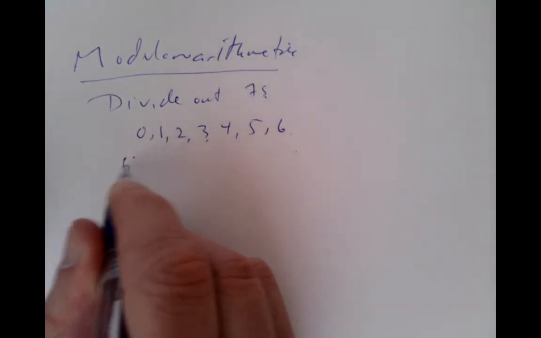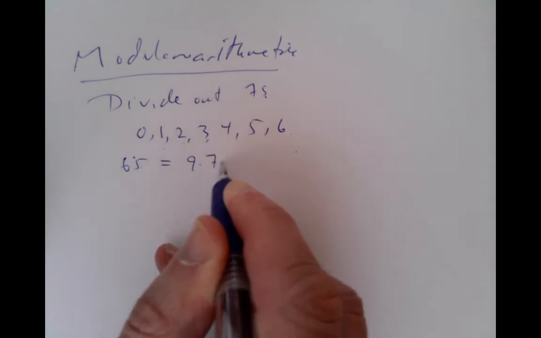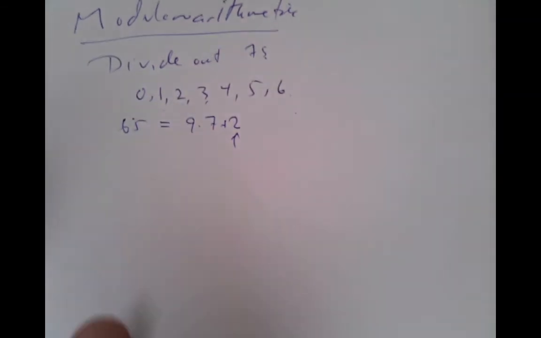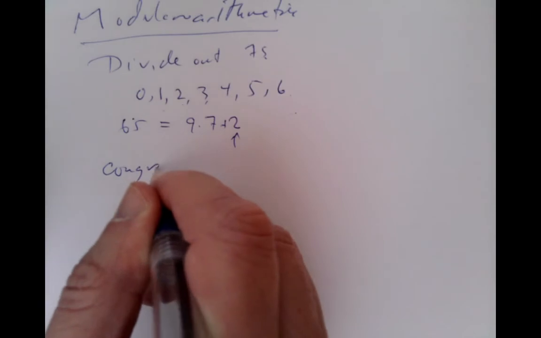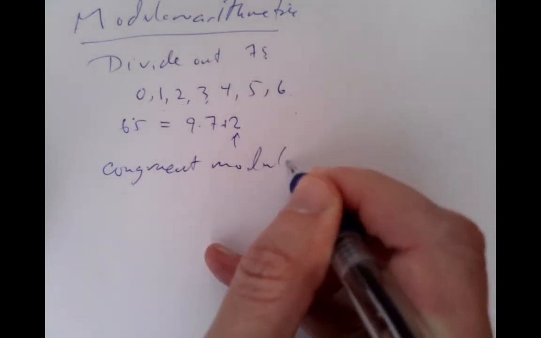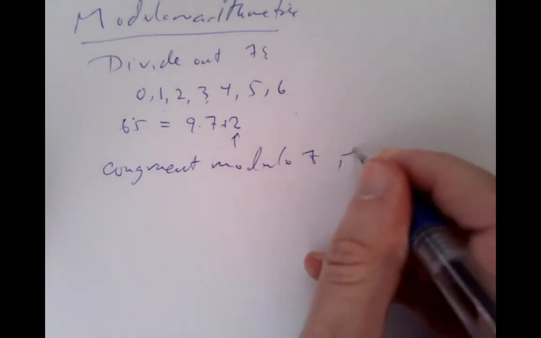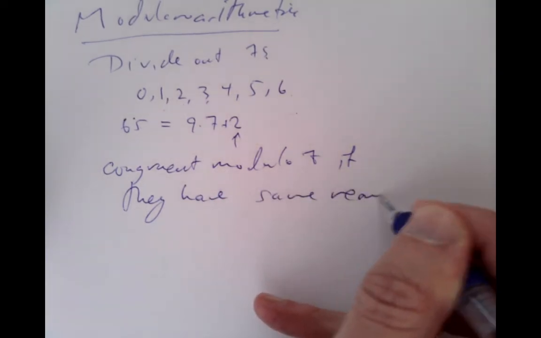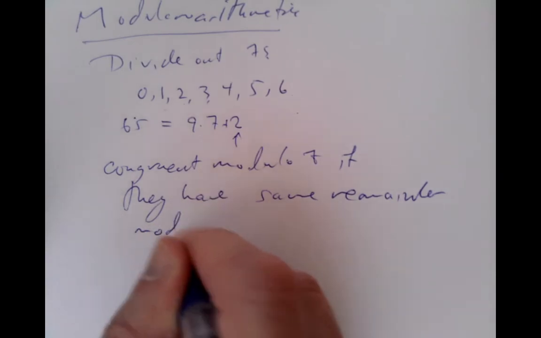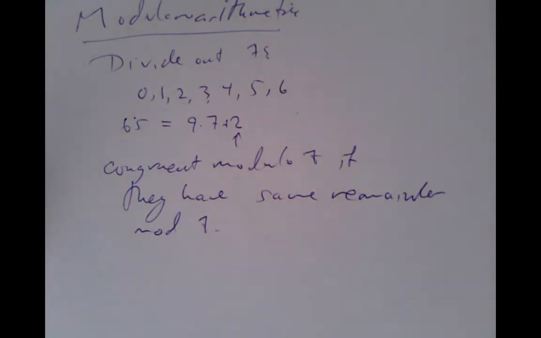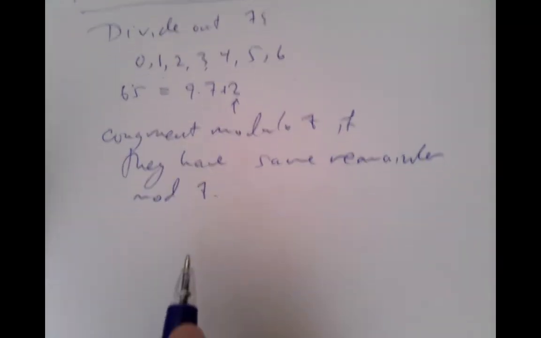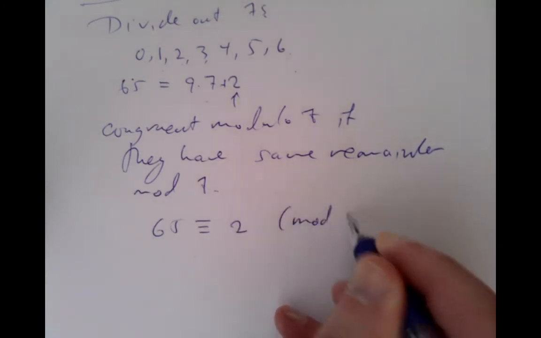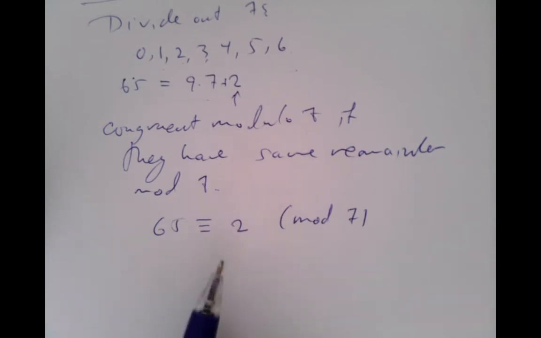So for example, 65 is 9 times 7 plus 2, and so a remainder of 2. We say that two numbers are congruent modulo 7, or mod 7, if they have the same remainder, when we mod out all the 7s. In other words, when we divide out all the 7s. So, for example, we could write this as telling us that 65 is congruent to 2 mod 7. In other words, that 65 and 2 have the same remainder mod 7. They both have remainder 2.